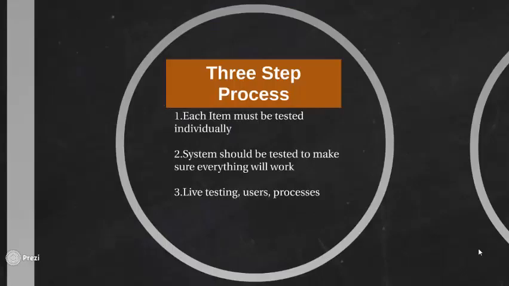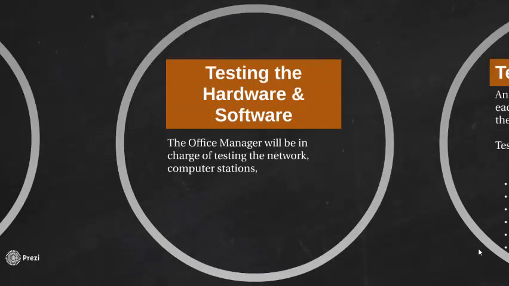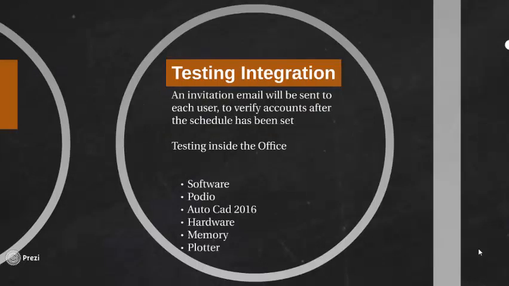3-step process. Each item must be tested individually. The system should be tested to make sure everything works. Live testing, users, and processes. Testing the hardware and software. The office manager will be in charge of testing the network and the computer stations. Testing integration. An invitation email will be sent to each user to verify accounts after the schedule has been sent.